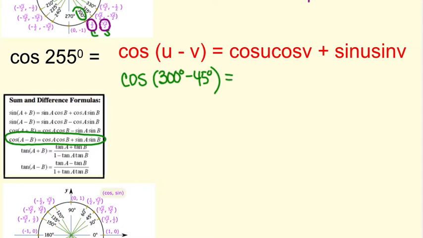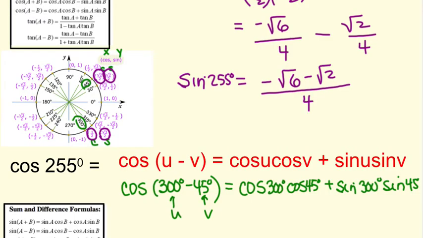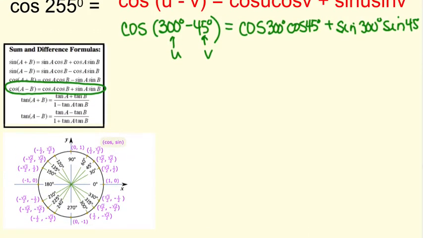So now we substitute it in. The cosine, remember, this is your U, and that's your V. Cosine of 300 degrees times the cosine of 45 degrees plus the sine of 300 degrees times the sine of 45 degrees. Now we'll use that same unit circle and plug in our numbers.